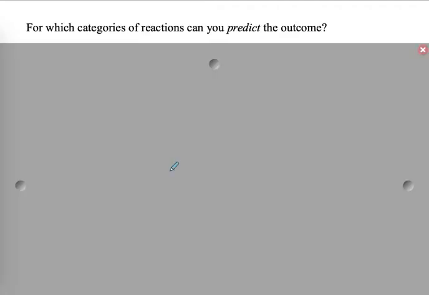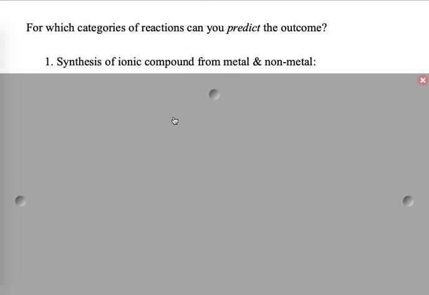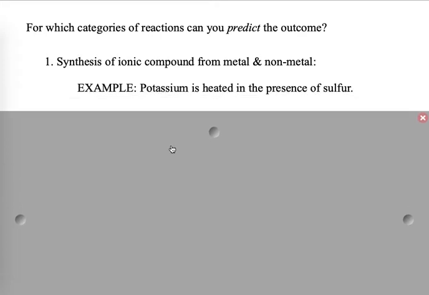Now, our final topic is, for which categories of reactions can you predict the outcome? There are 2 types of reactions for which I expect you to be able to tell me what the products are if all I give you are the reactants. So let's talk about these. The first is synthesis of an ionic compound from a metal and a nonmetal. This is something you've done before. If, based on its location in the periodic table, you can tell me the charge on the cation the metal will form, then you can predict the formula of the product from which you can balance the equation.